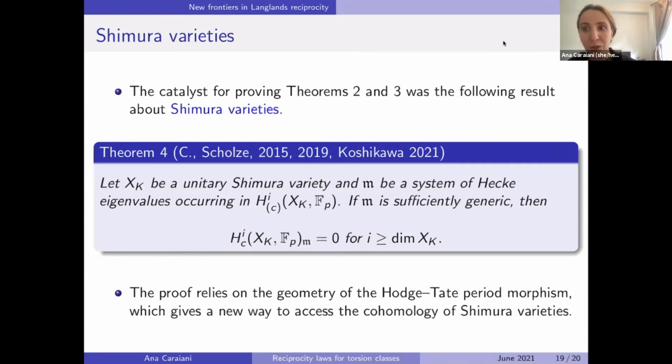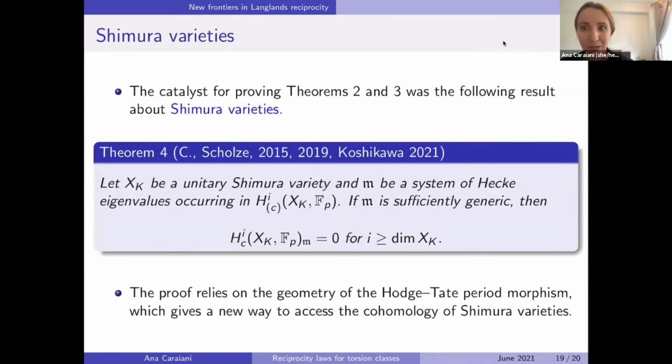All right, so the proof of this theorem relies on the geometry of the Hodge-Tate period morphism, which really gives you a new way to think about the cohomology of Shimura varieties. I don't want to get too technical, so I'll just say that the Hodge-Tate period morphism is something that you have access to once you go to your Shimura variety with infinite level at p. There is a map from that Shimura variety, if you think about it as a perfectoid space, to a much simpler geometric object, which is a flag variety. And the idea is to compute the cohomology of a certain complex of sheaves on this flag variety instead of computing the cohomology of the Shimura variety directly.